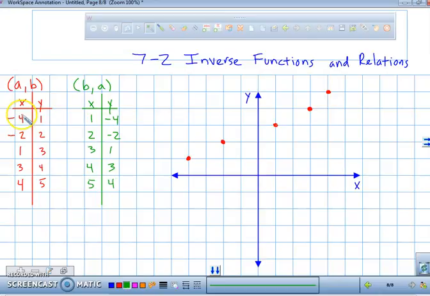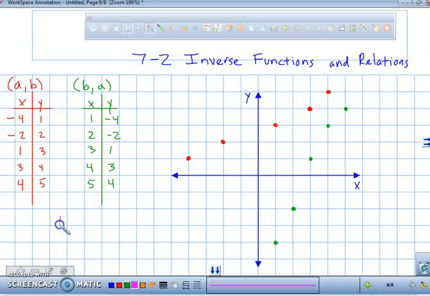All you do is simply switch your x and your y values. That's what an inverse is when you're dealing with ordered pairs or relations. So let's go ahead and plot these and see what we have. We have 1 and -4, 2 and -2, 3 and 1, 4 and 3, and finally 5 and 4. Now, there's something interesting about all of their inverse relationships and a special line called y equals x.